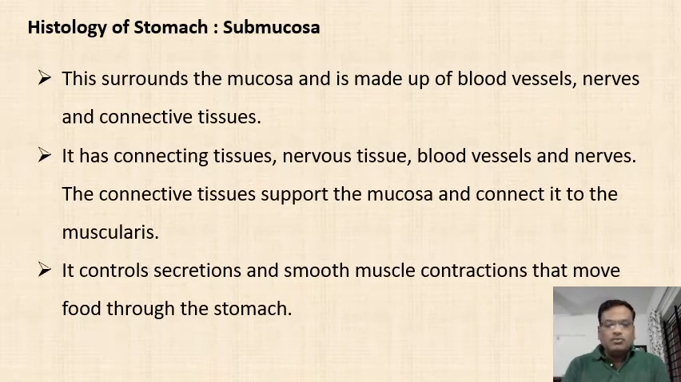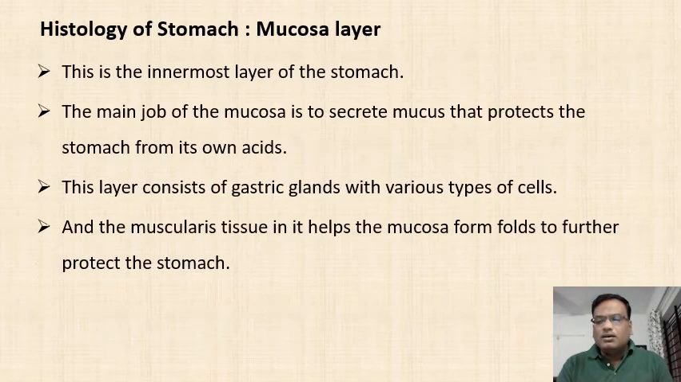So it controls secretions and smooth muscle contractions that move food through the stomach. Submucosa has a very simple role compared to the other layers. Now the innermost layer is the mucosa layer, and its main job is to secrete mucus that protects the stomach from its own acids.